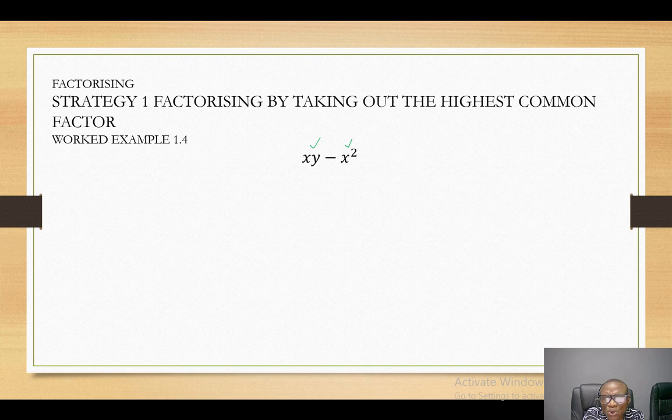Now, these two terms, they have a common factor. Actually, if you look at xy, if I ask you, what are the factors of xy? The factors of xy, it is x and y. So the factors of xy is x, and also another factor is y.